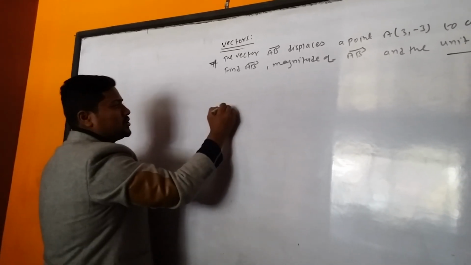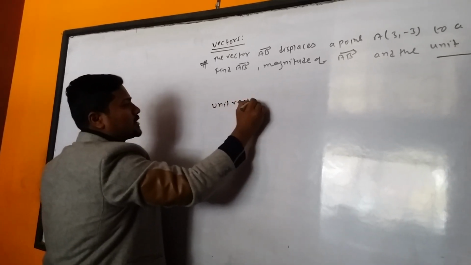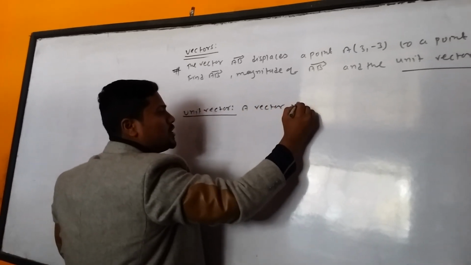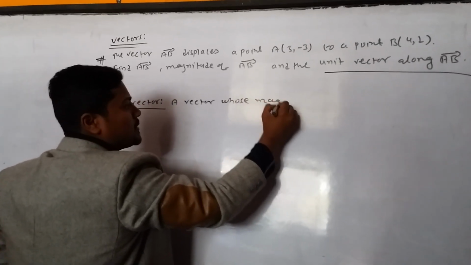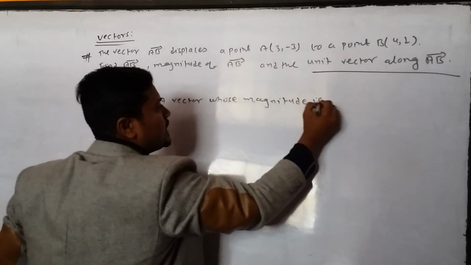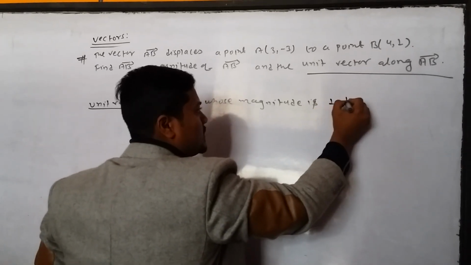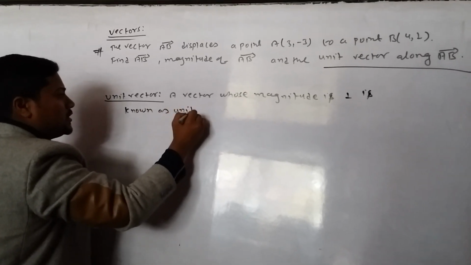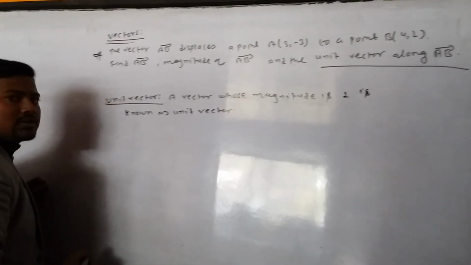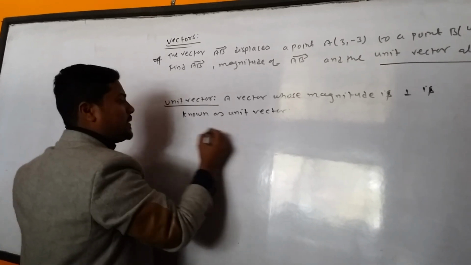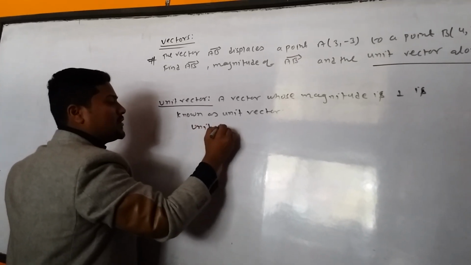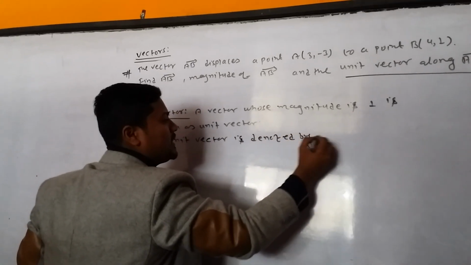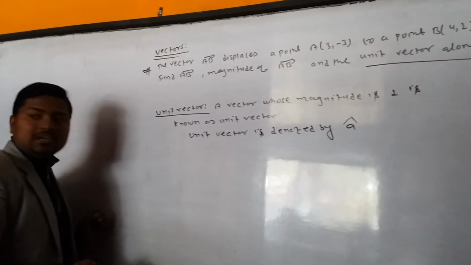Our topic is unit vector. So what is a unit vector? A vector whose magnitude is 1 is known as a unit vector. A unit vector is denoted by, for example, a cap. This is known as a unit vector.